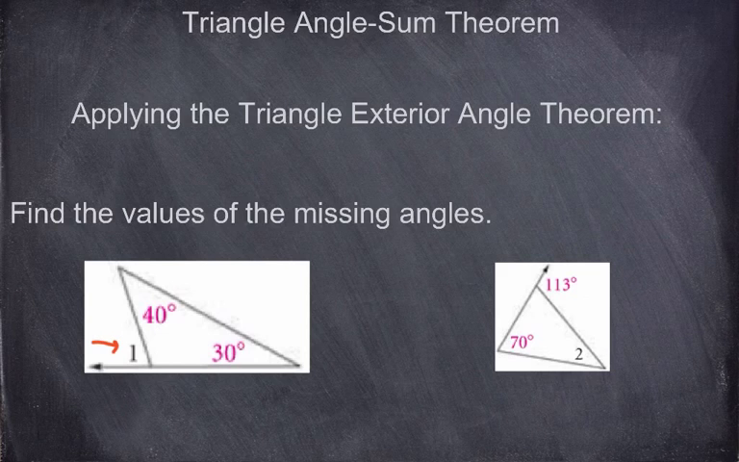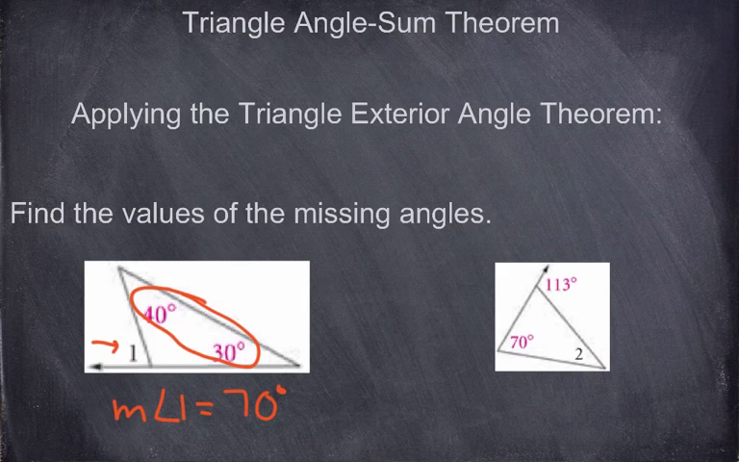40 and 30 are the remote interior angles. So all you have to do is add those together. So the measurement of angle 1 is 70 degrees. Now what if you know an exterior angle and one of the remote interior angles? How do you find the other remote angle?